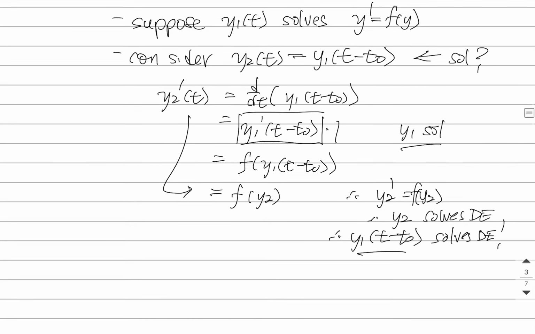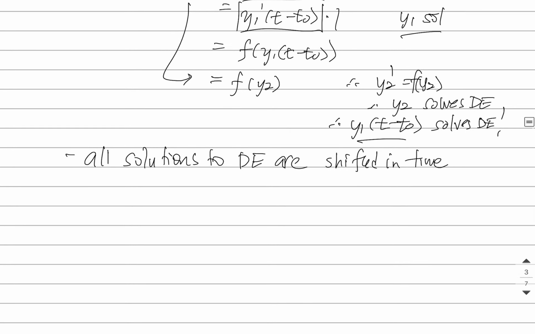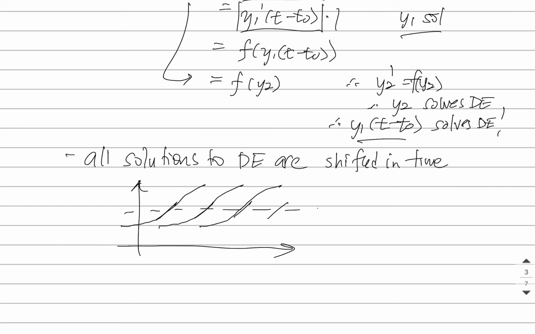So that means all solutions to this DE are shifted in time. If you have one solution, they're all going to be carbon copies of each other. And that's consistent with the isocline idea. Remember that the isocline said you have to have the same solution slope. Well, if your solution curve looks something like this, one easy way to make sure that happens is simply by shifting them all in time. They all look the same this way. So regardless of what the solution formula is, any shift will have to solve the problem. And that's really good news.